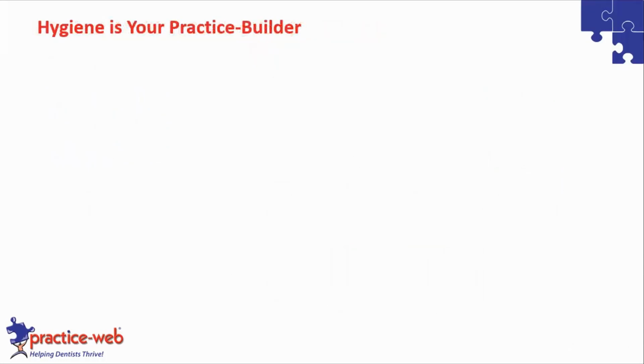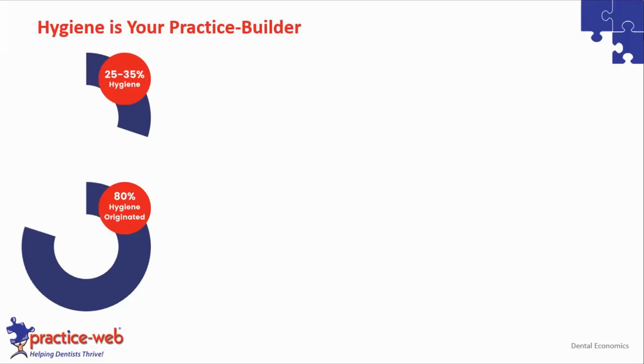Now, on the other side, hygiene is really your practice builder. This is what's going to be the engine, as I said earlier. So why is that? Well, on average, according to another Dental Economics study, 25 to 35% of production comes from hygiene, from the recare. And beyond that, another important thing to note is 80% of all production by a dentist providing treatment originates from hygiene. So 80% of the treatment identified, the treatment planned, is coming from the hygiene department. So those are some really important statistics.